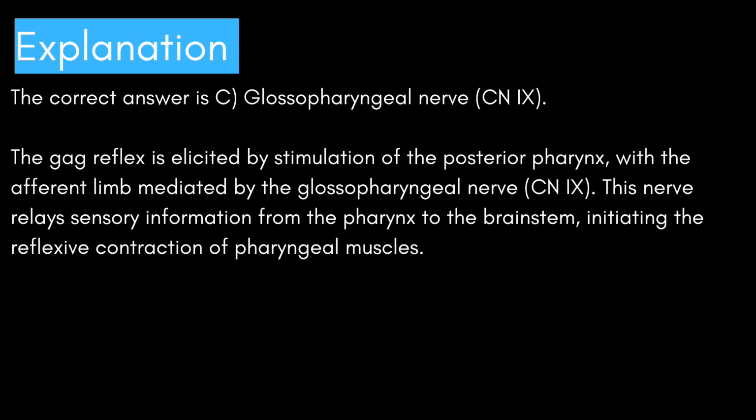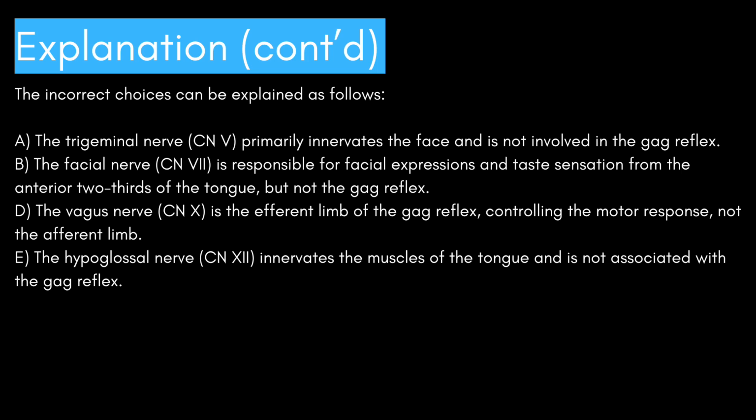The gag reflex is elicited by stimulation of the posterior pharynx with the afferent limb mediated by the glossopharyngeal nerve, cranial nerve 9. This nerve relays sensory information from the pharynx to the brainstem, initiating the reflexive contraction of pharyngeal muscles. All right, let's go ahead and see why the other answer choices are incorrect. The incorrect choices can be explained as follows.